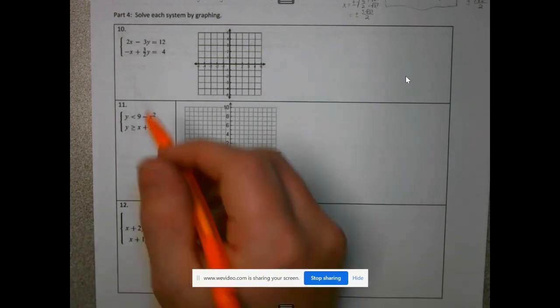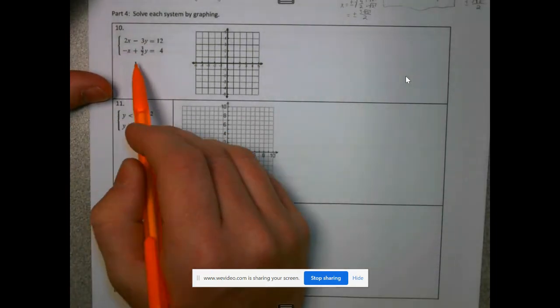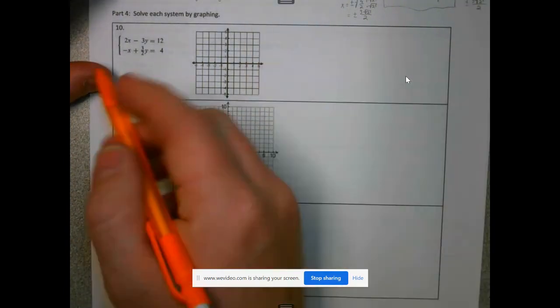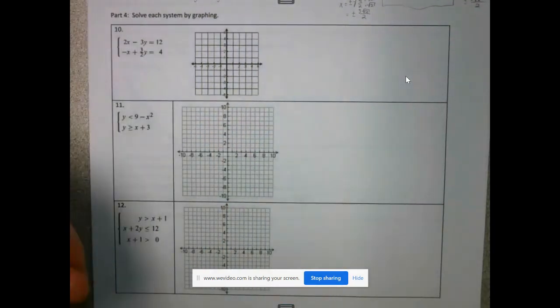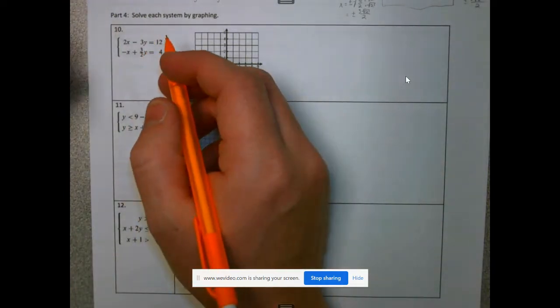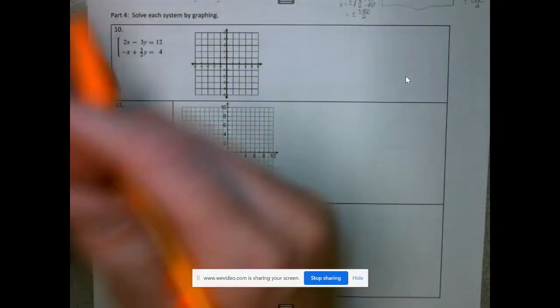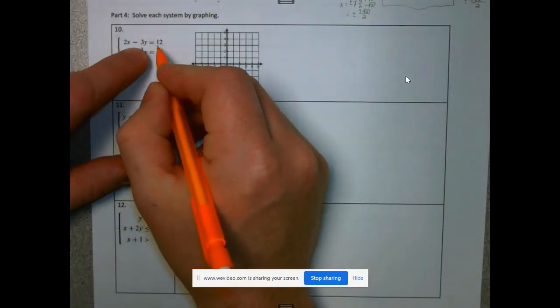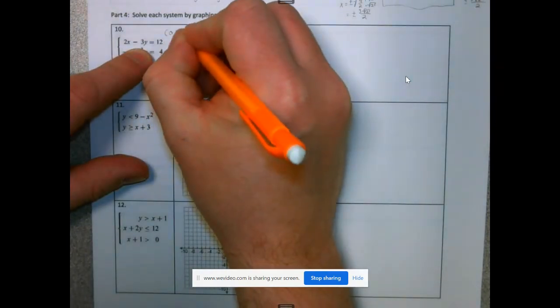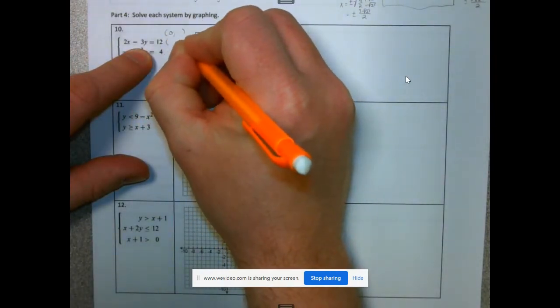Okay, so here on 10, just looking at the equations, we have 2 lines. And there's a multitude of ways you can graph these 2 lines. You can set them both to y equals mx plus b, or you can find the intercepts. With this one, I think it's going to be easiest to find intercepts. So we want 0, comma, some number, and some number, comma, 0.